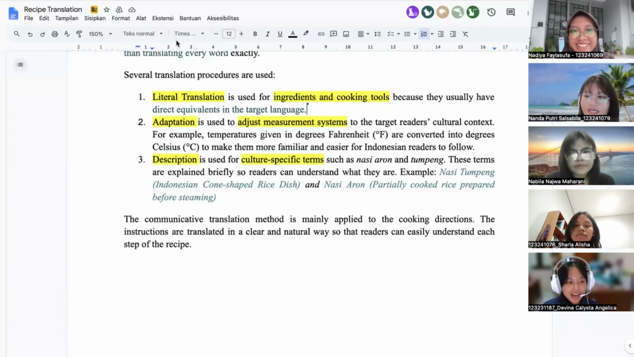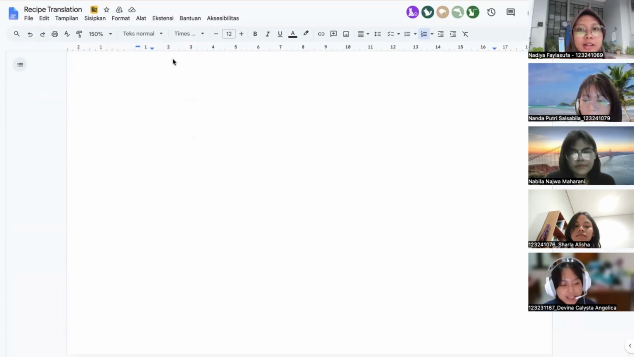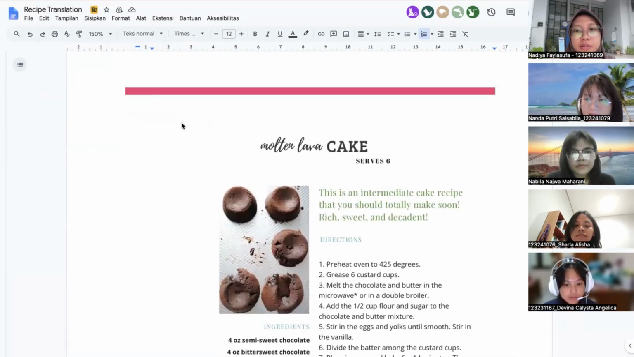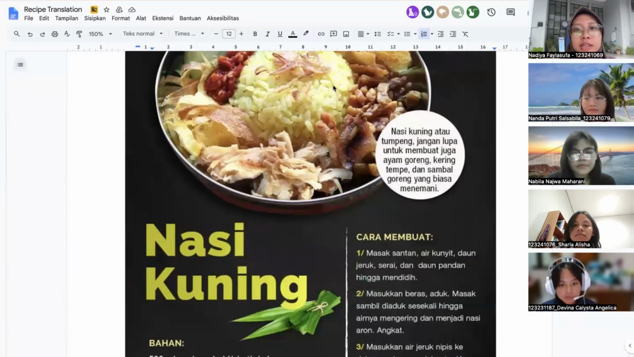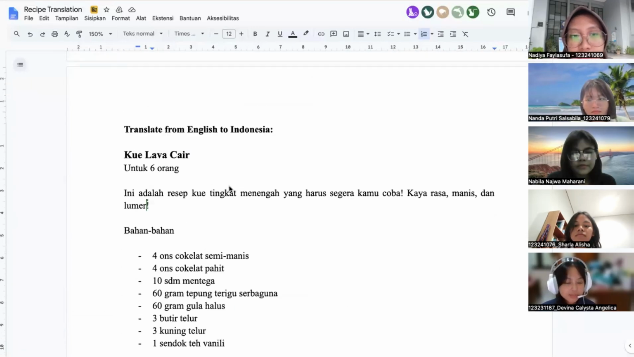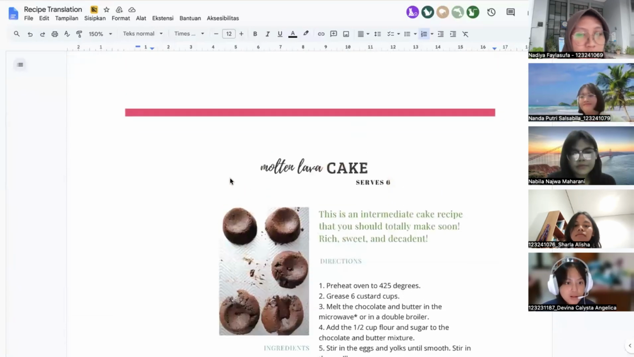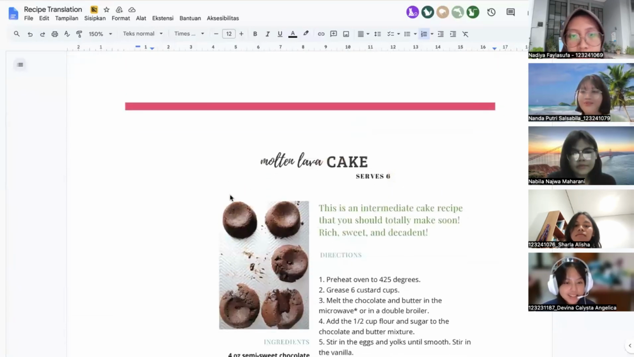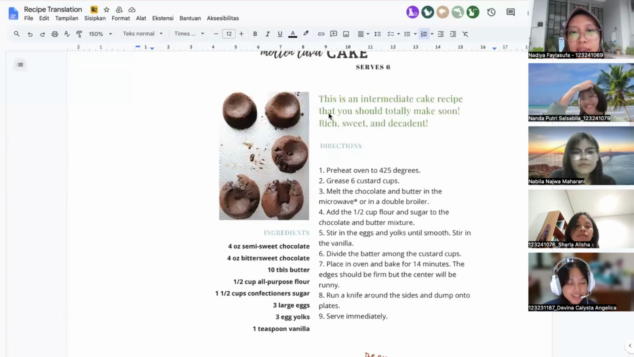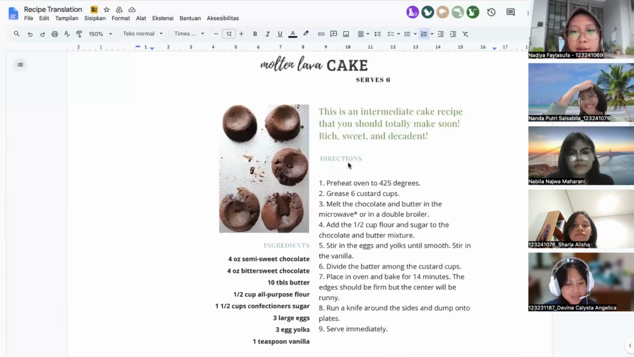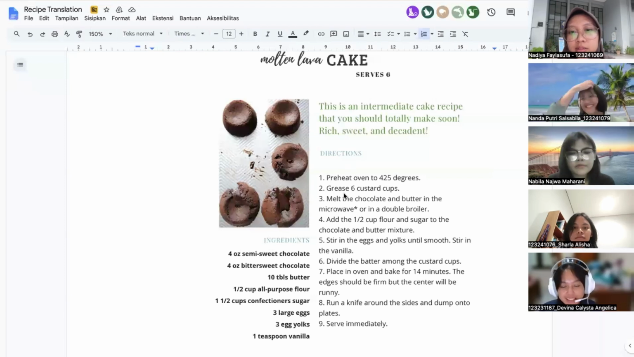Okay. So we can move to the translation version. Okay, we have two examples: English to Indonesian and Indonesian to English. But the Indonesian to English one we will use as the practice. So first, for English to Indonesian, we have the recipe here for molten lava cake. And I think we will send this file to you as well, so you might read it first.